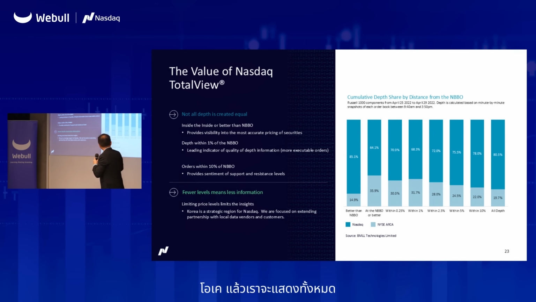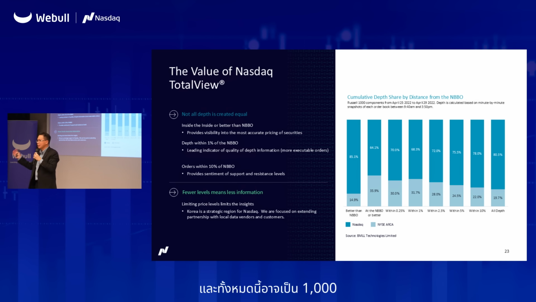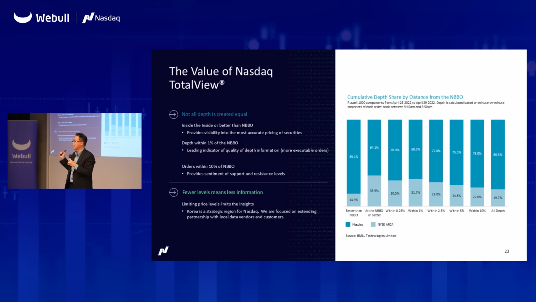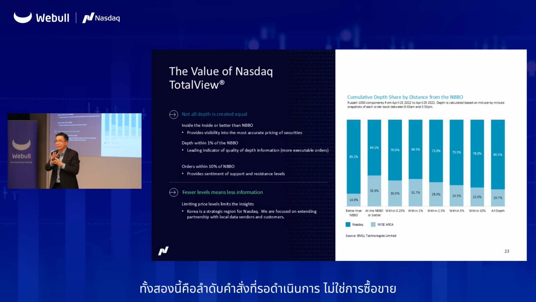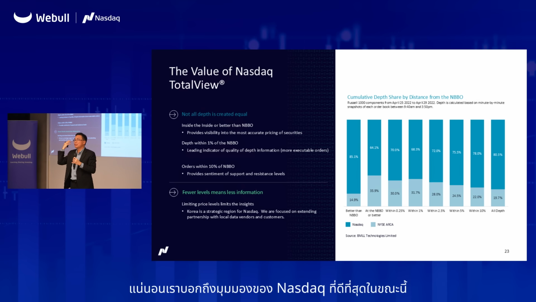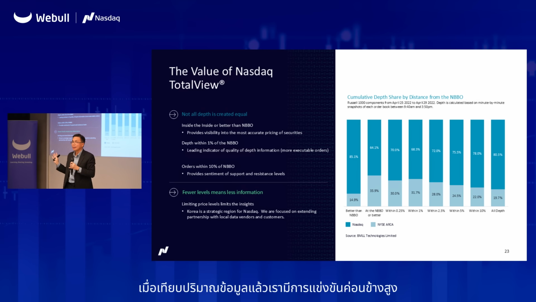Okay, and then we show all depth, right? And this all depth, it could be 1,000, it could be 2,000. We also have the most market depth share in Nasdaq TotalView. These are orders, not trades, because these are all price feed. Prices, orders in the depth, not trades yet. Trades, of course, we share with you, Nasdaq is the best. Now these are orders in TotalView. We are also significantly higher against competition.